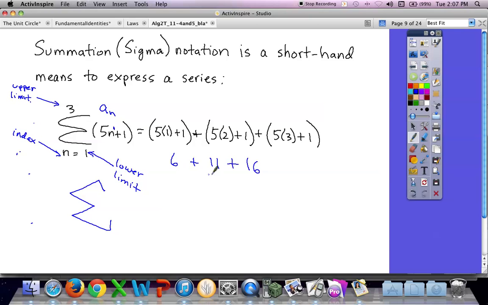And what is the common difference in this 6, 11, and 16? It's 5. So notice where in the formula you see the common difference. It's kind of what we would consider the slope if it was linear. So when you see this kind of sigma with that kind of formula, you know you're dealing with arithmetic.